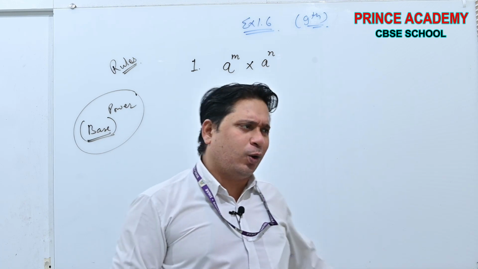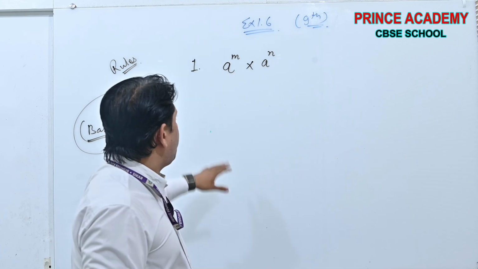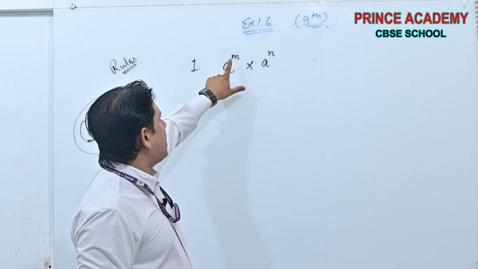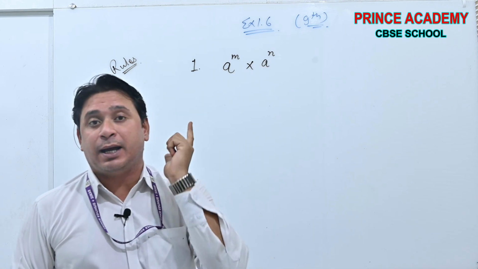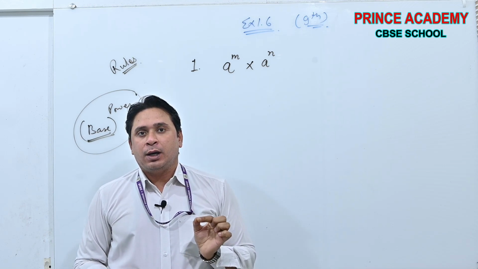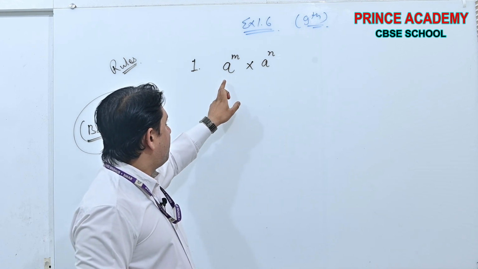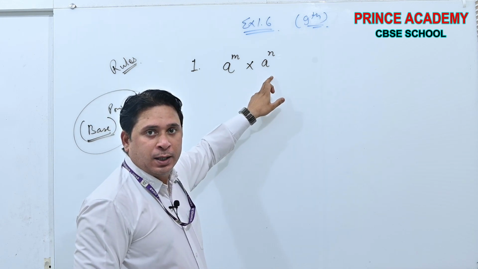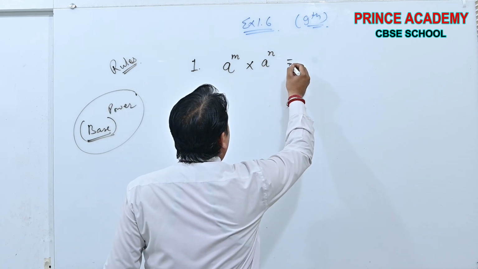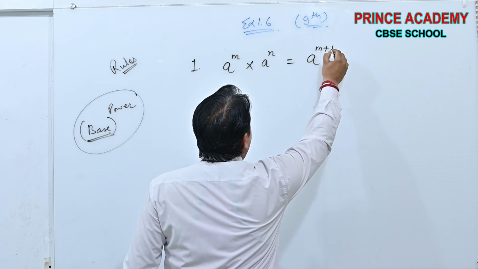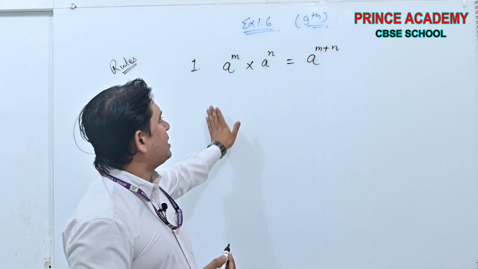I am just going to solve the exercise because it will be very easy and simple and fun for you. See, first rule: a raised to power m into a raised to power n. Whenever such a condition is given, see, beta, you just observe the base. If you see the bases are the same and you are multiplying, the output will be a raised to power m plus n. Yes or no? Okay. A raised to power m plus n.